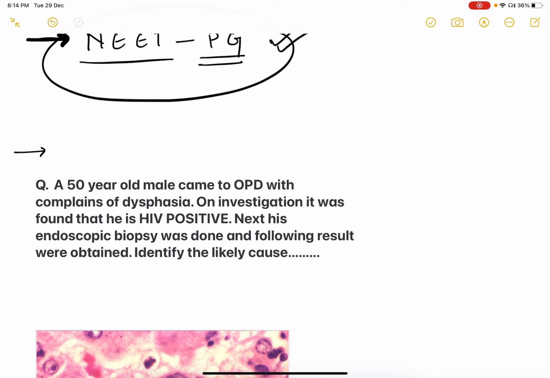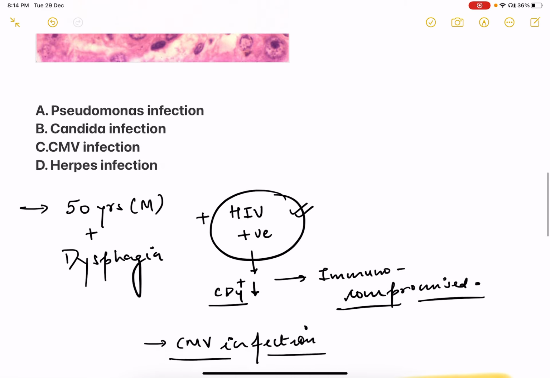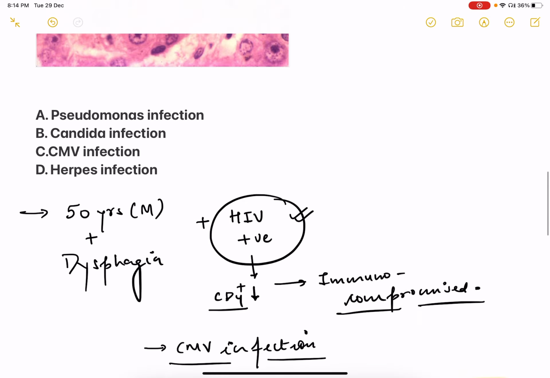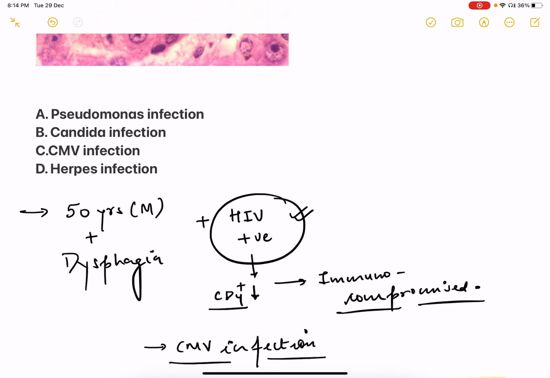So what are the important things? 50-year-old male, dysphagia, and HIV positive. Like this we have written: 50-year-old male, complaint of dysphagia, and he is HIV positive. Now you know that in HIV, CD4 count is decreased. We all know that. So he is immunocompromised.